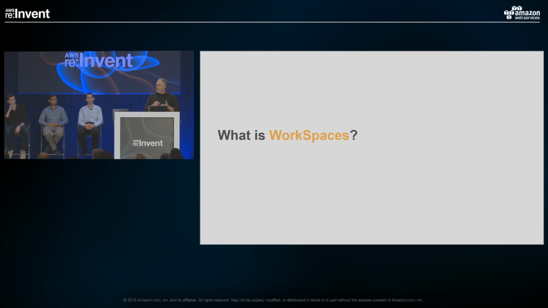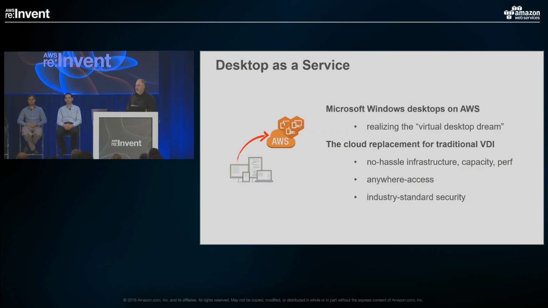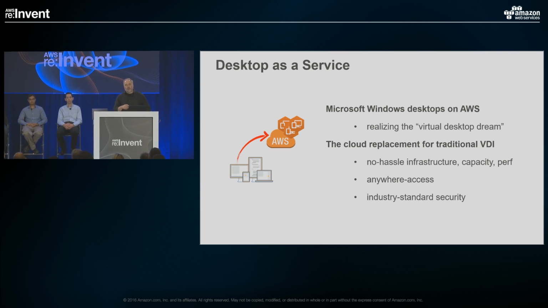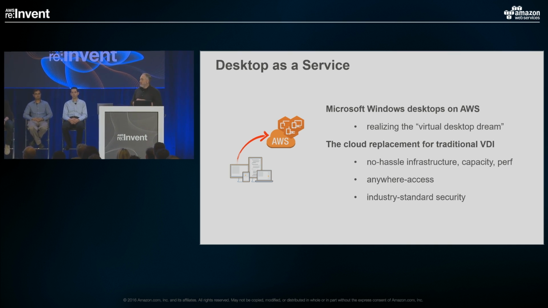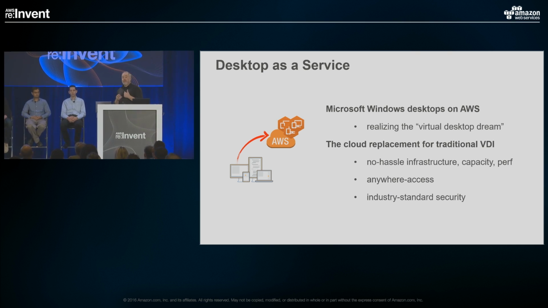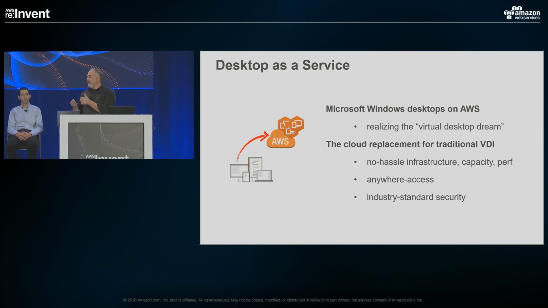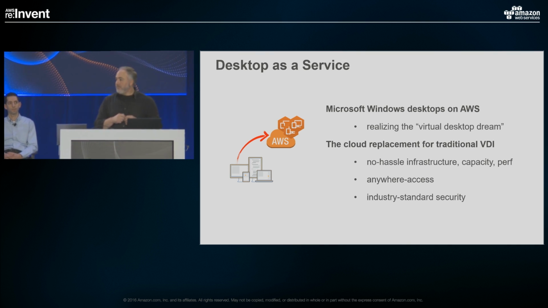So in case you need a refresher, what is workspaces? What we're talking about here is the notion of desktop as a service. This is the idea that you run Microsoft Windows desktops on AWS. Not EC2 server instances, but EC2 desktop instances. And this helps us realize, and our customers more importantly realize, the virtual desktop dream.